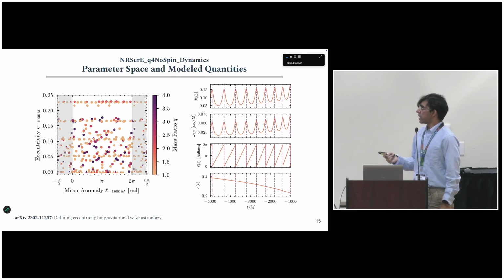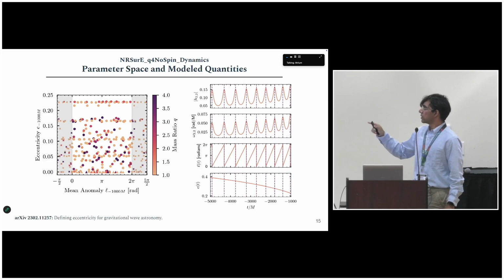So again, we start at the same parameter space, and this time the quantities that, or the databases that we model, are the mean anomaly as a function of time and the eccentricity as a function of time, which are given in the third and the fourth plots on the right.